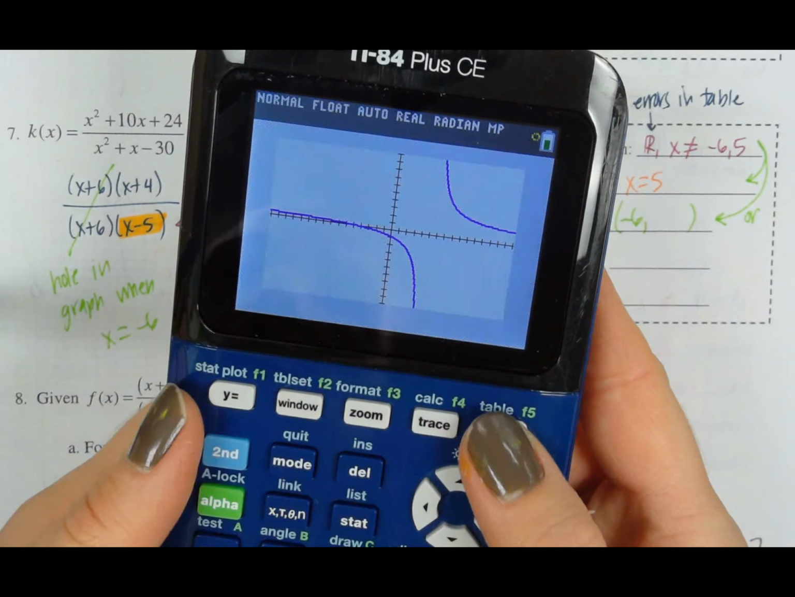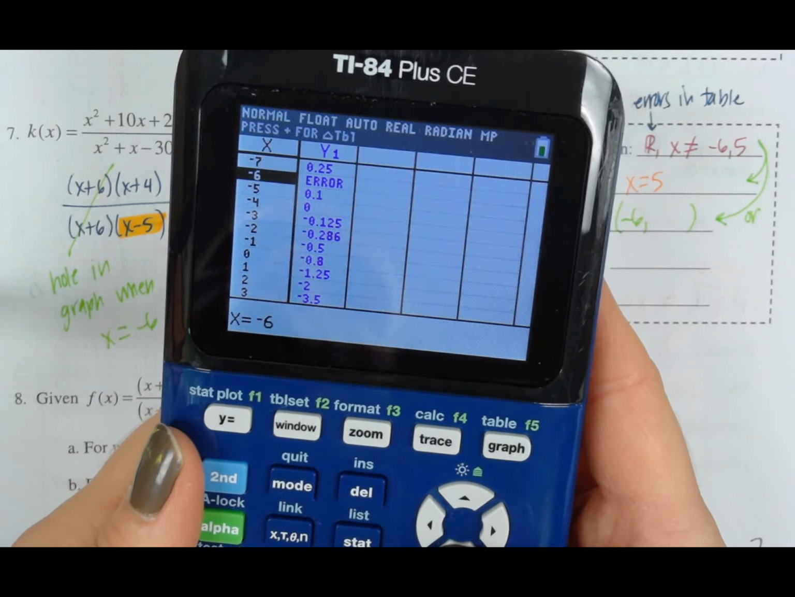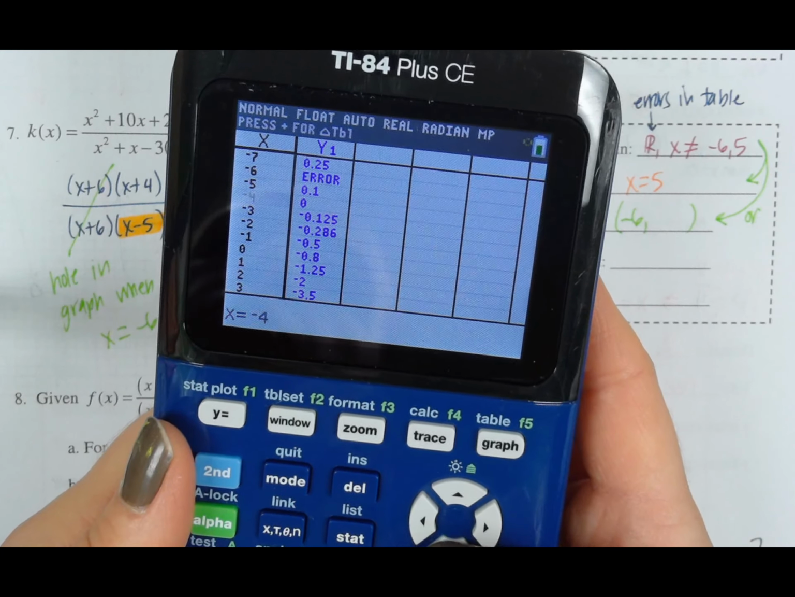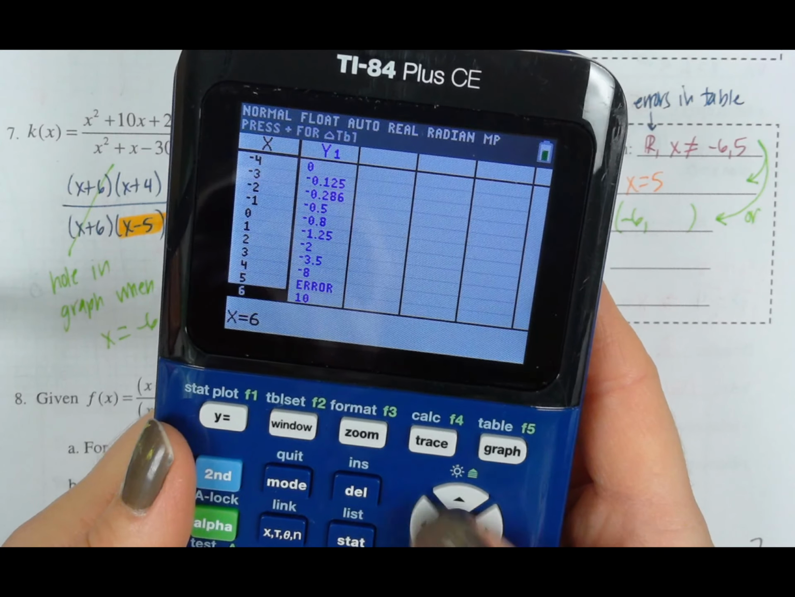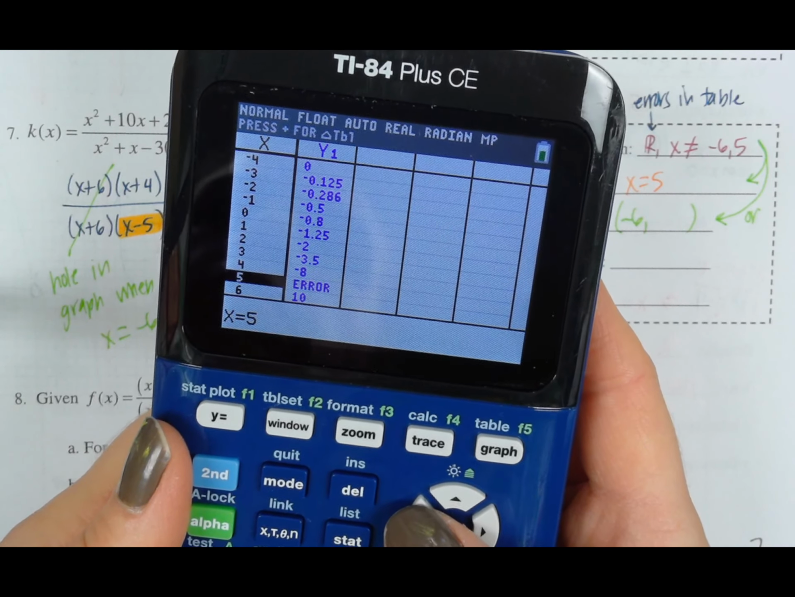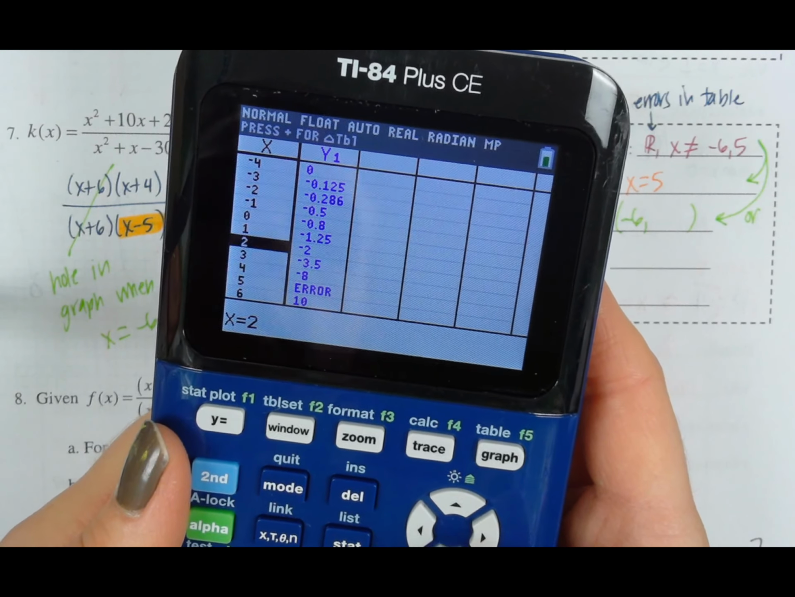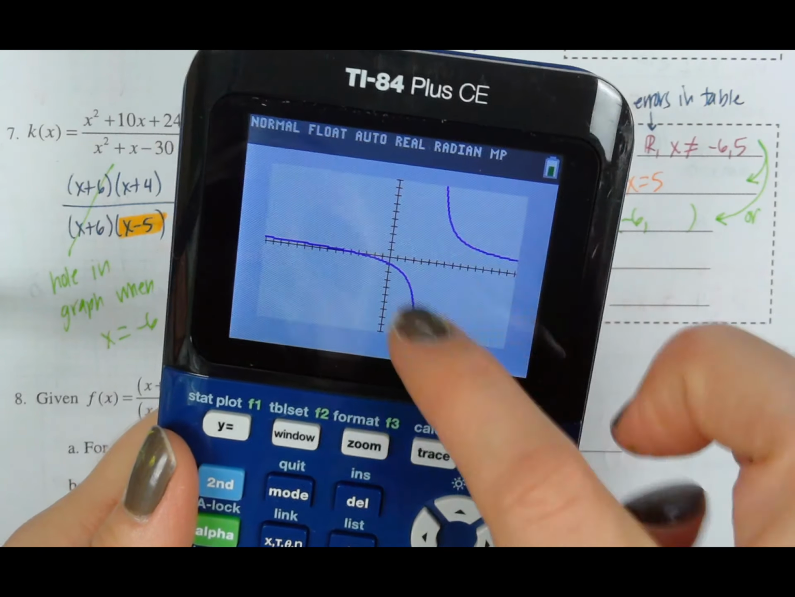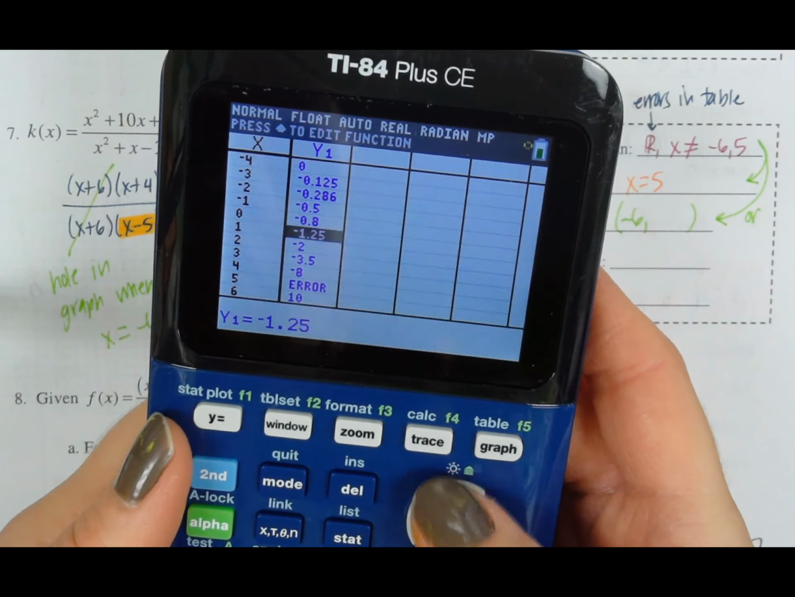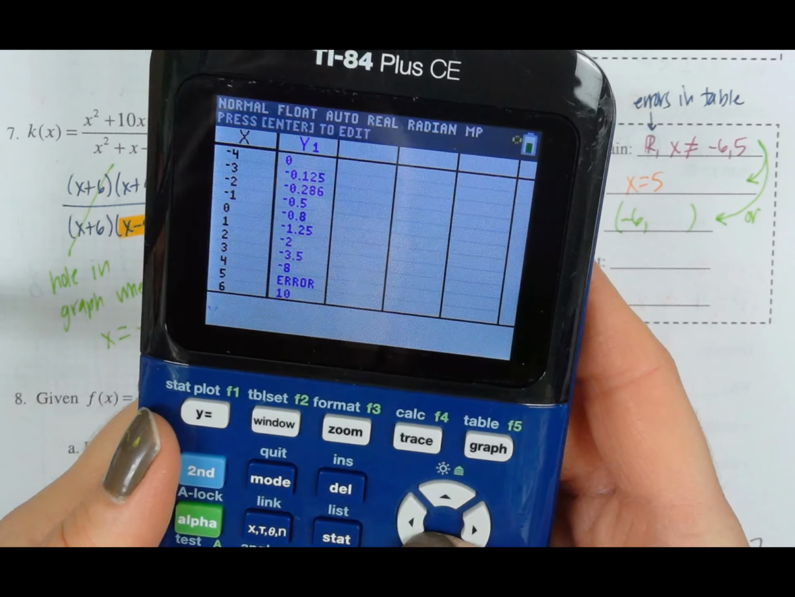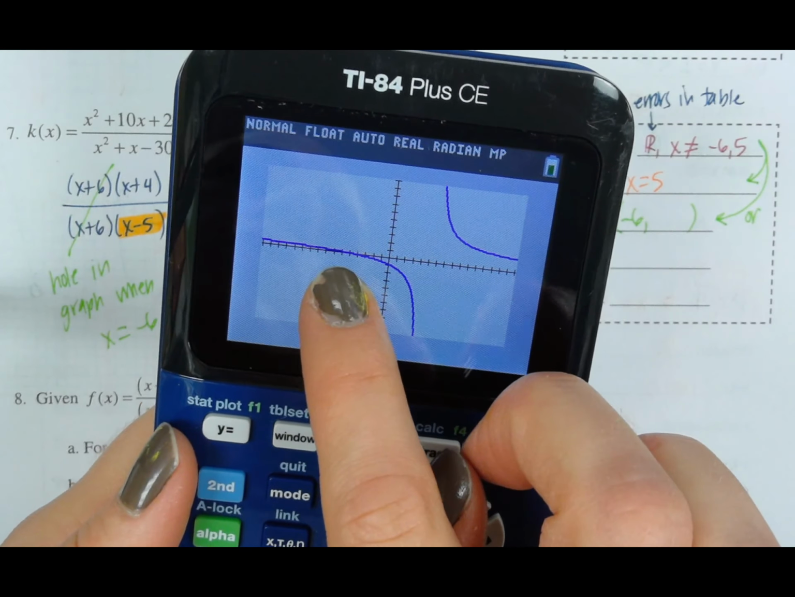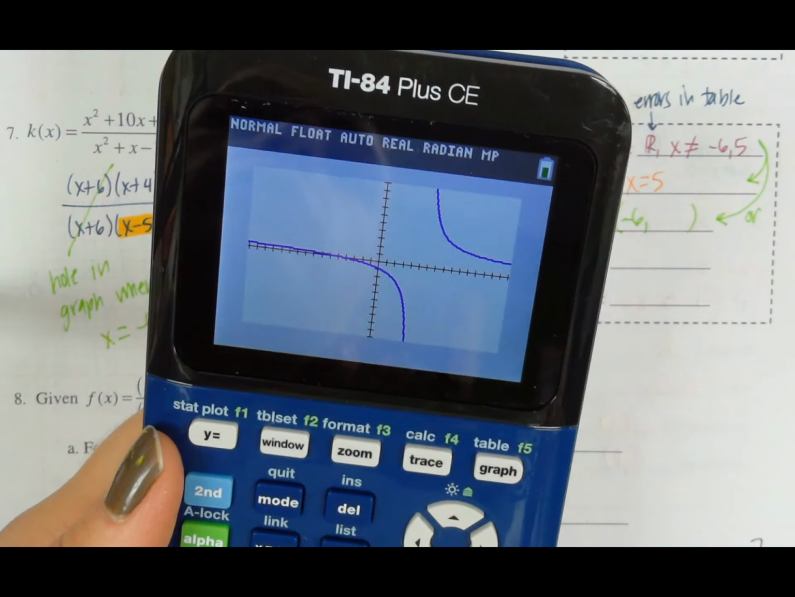All right, but then if you go into your table, there is that error at -6. And then if I scroll down, there should be an error at 5 as well. So if you look at your graph, if there's an error and your graph looks funny, that's your asymptote. And then back at that other error at -6, on your graph, it doesn't look funny, so that's the hole. Okay, so that kind of confirms those things for you.